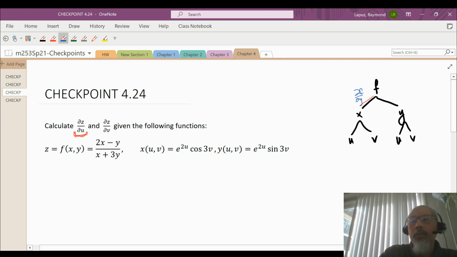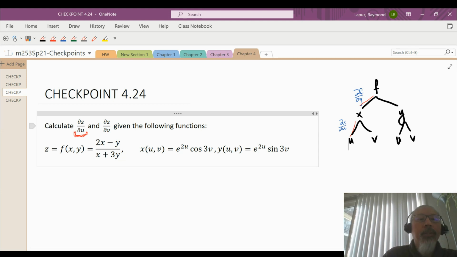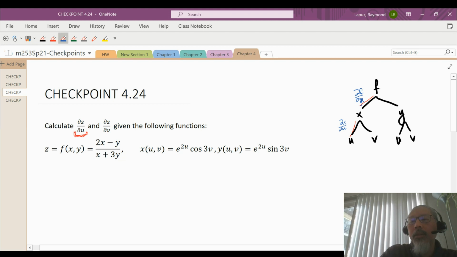And we want to go to the partial of x with respect to u. And that is going to be our first path going down. And then we want the partial of f with respect to y, and partial of y with respect to u. So that, for starters, will be our first derivative that we're going to find.